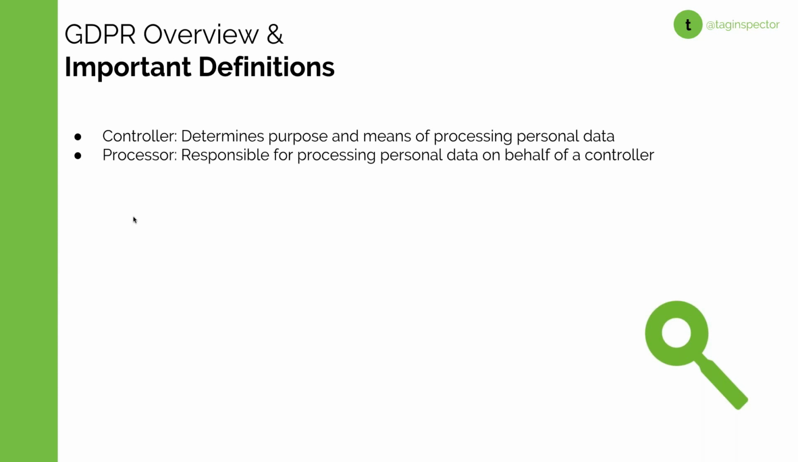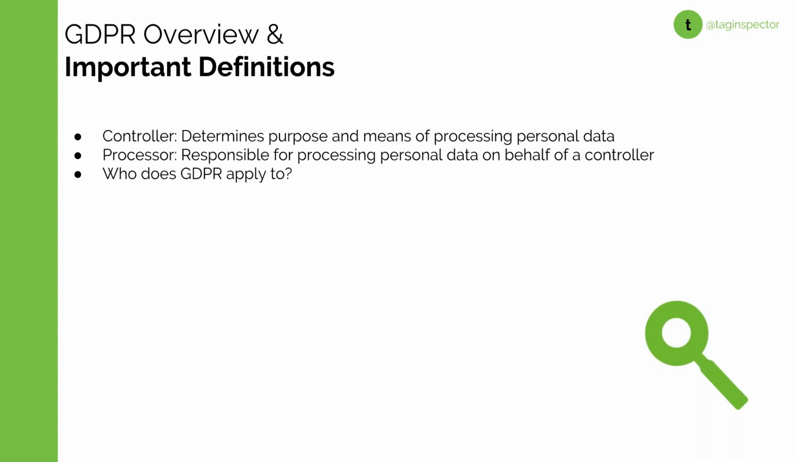The second piece is the processor. So the processor is responsible for processing personal data on behalf of the controller. A good, easy example here is if you are a website using Google Analytics for the purposes of your web analytics. In that case, you would be the controller. You're determining what data points are being collected, what's being sent, how that data is being used, and how you're analyzing and utilizing that information. The processor in this case would be Google, because they're processing that information on your behalf to be able to utilize and leverage within that reporting.